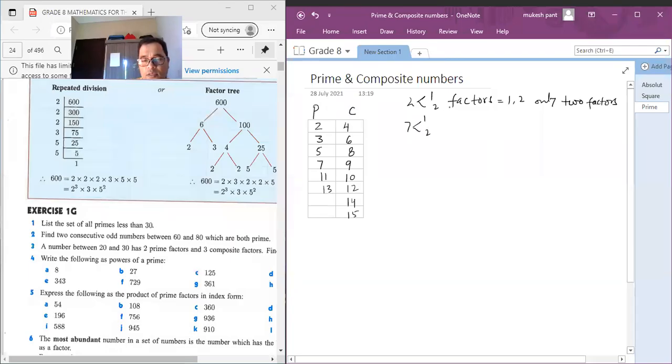When we talk about prime numbers, prime numbers have only two factors. But I'm saying that 4 is composite, because 4 is divisible by 1, 4 is divisible by 2, 4 is divisible by 4. So how many factors? It has 3 factors. You can see it has 3 factors: that is 1, 2, and 4.